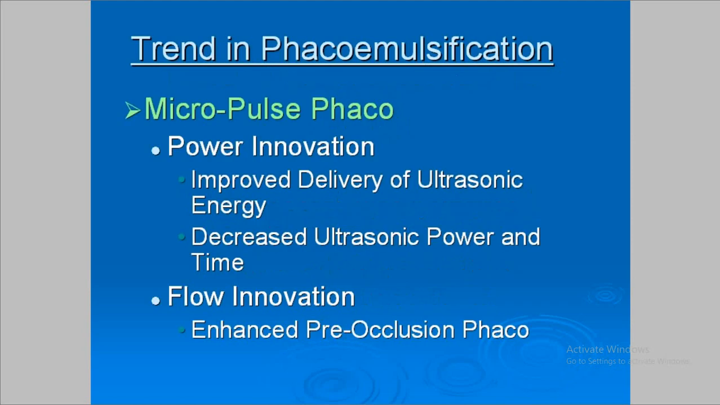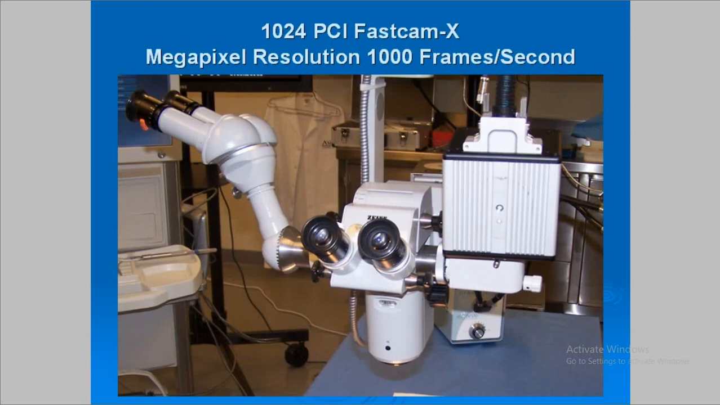We all know that there are certain trends in phacoemulsification which include power innovations and flow innovations. The power innovations have to do with micropulse phaco, and micropulse phaco by definition is also a flow modification. So I'm going to talk about these 2 modifications.